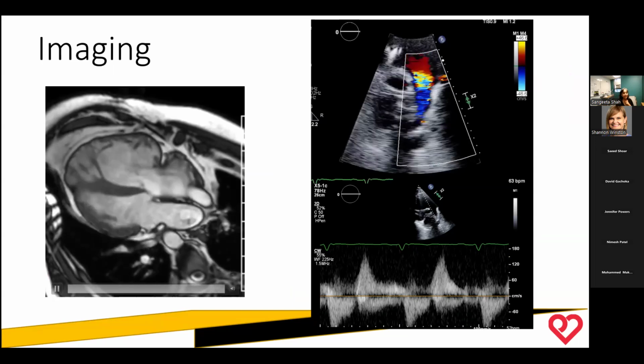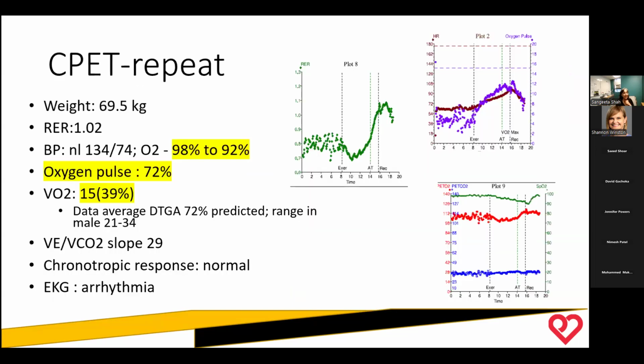From that new pulmonary valve and optimization of medications, we were able to show with weight loss, he went from 75 to 69. RER is good. He increases it to 1. Oxygenation, he no longer goes down to 87%. He's now at 92. Oxygen pulse has improved. His heart rate response has improved, as you see here. And his VE-VCO2 is pretty good. So pretty good success.